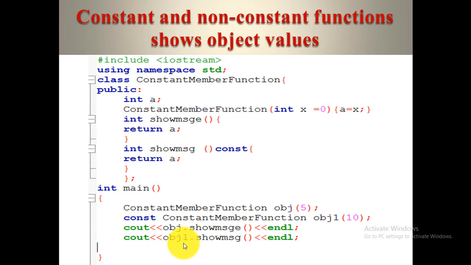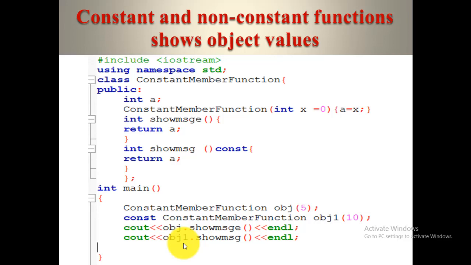Let's examine the third rule, and the rule is that constant and non-constant functions show the object value. We know that constant and non-constant functions show the object value. But can we make changes to the object value? No. If we write constant, it means we cannot make changes in the object value. We cannot override the value that is stored in the object.